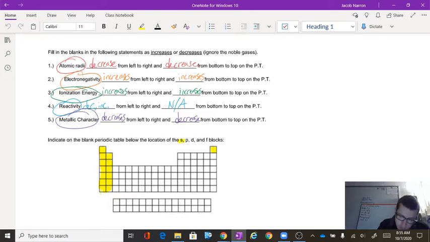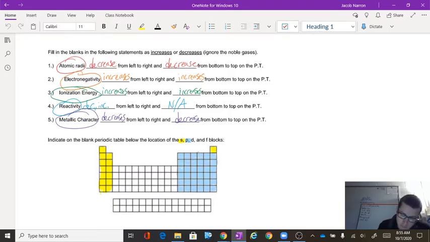Next one, P. Your P blocks. They're all going to be over here, on this side of the periodic table. All right, I can probably do better than that. There we go. Beautiful. Hopefully you guys will see this in a moment. But anyway, there's our P blocks.